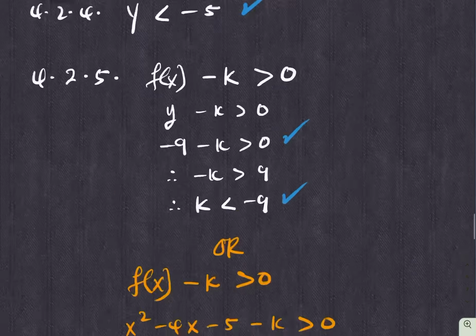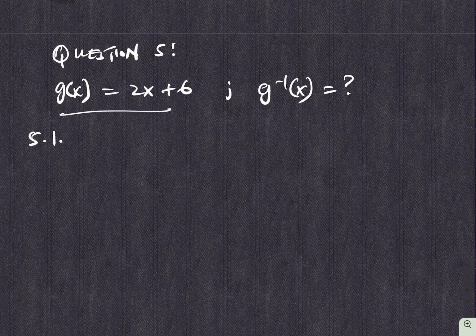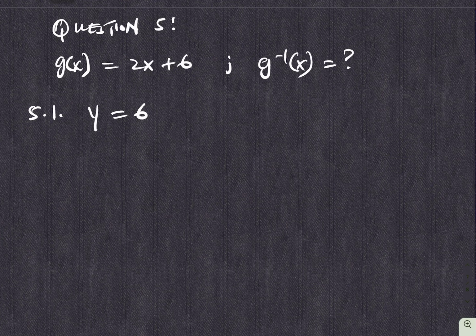Let's put it in writing, and I'm going to say to myself, we're now doing question 5. We are given the g of x primarily here, which is 2x plus 6, and the g inverse of x we are not given. So 5.1, write down the y coordinates of this graph. So it's when x is 0, so y becomes positive 6. Not the coordinates, please, the y coordinate.